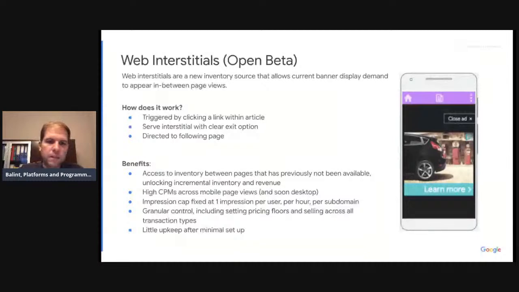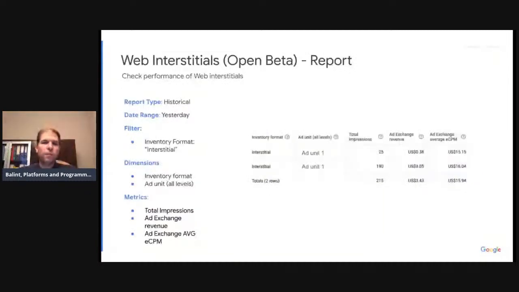And then a report on web interstitials. This is a historical report, and in this case I selected yesterday as the date range. The inventory format filter that I used was interstitial, so make sure that you use that format. And then you will see the dimensions: I put in inventory format and ad unit, and then some of these metrics. And for these ad units, you can see the ad exchange revenue and the eCPM performance.